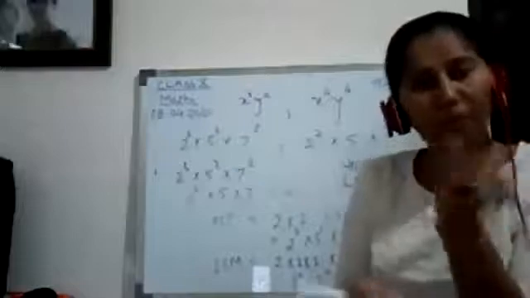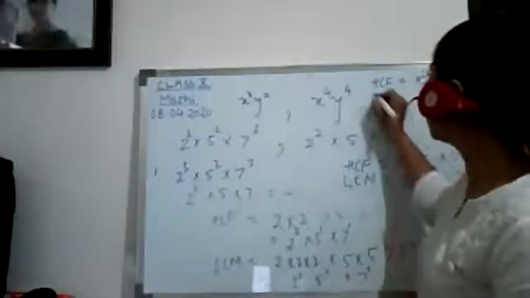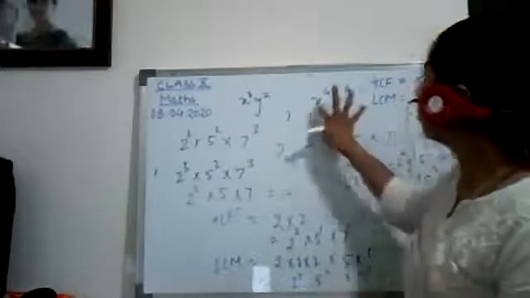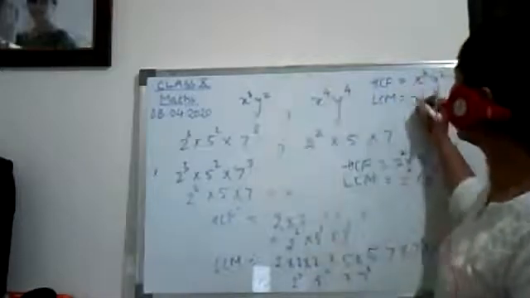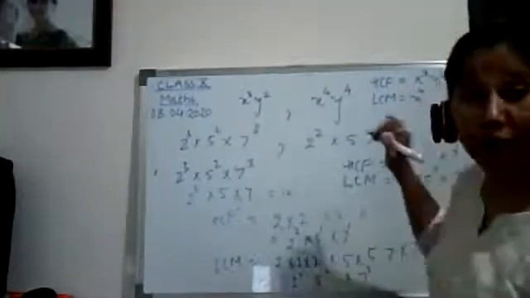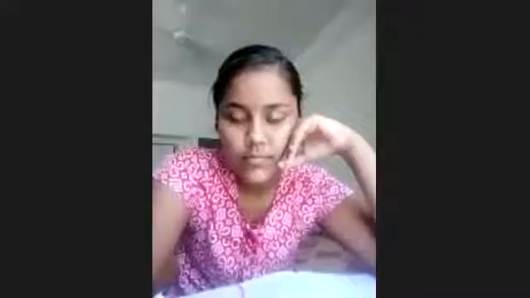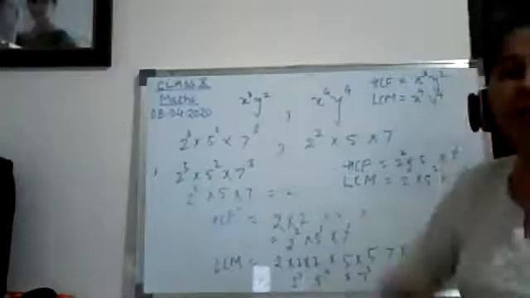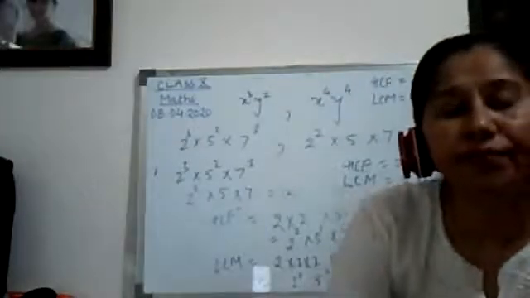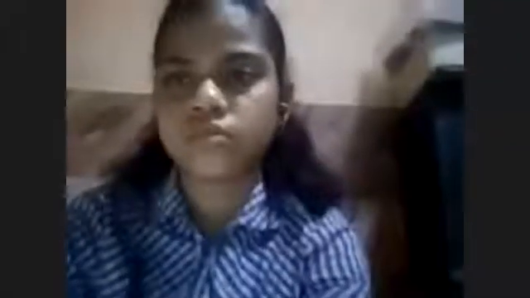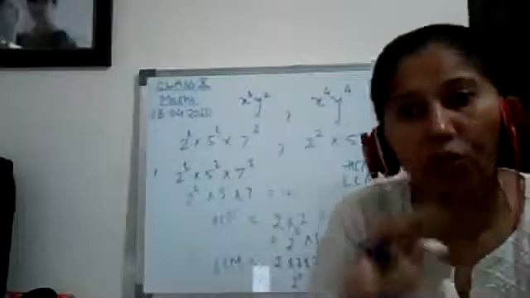The lower powers go in the HCF, and take the higher powers in the LCM. So between x cube and x raised to 4, obviously x raised to 4, and between y square and y raised to 10, obviously y raised to 10. Understood? Clear, everyone? Yes, ma'am.